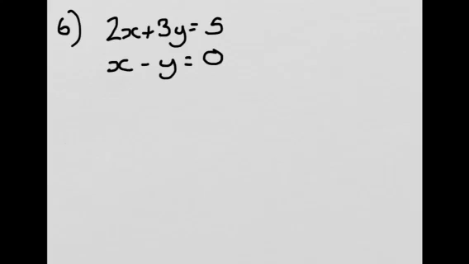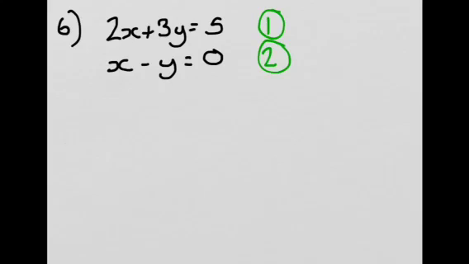In question 6 you're asked to solve 3 sets of equations for x and y. It's all the same process, so I'll just explain how to do it for 6a. You've got 2x plus 3y equals 5, x minus y equals 0. We need to name these equations 1 and 2.